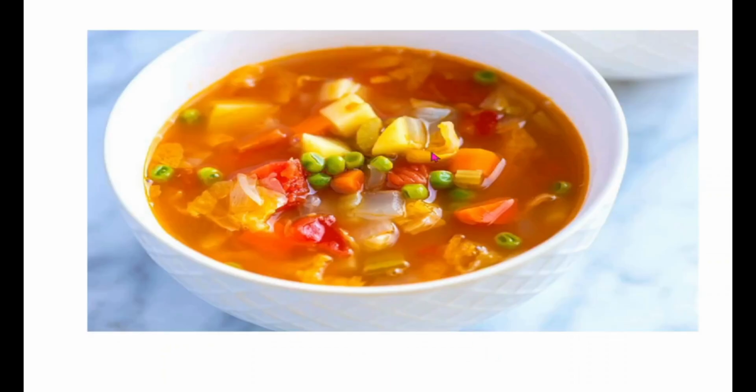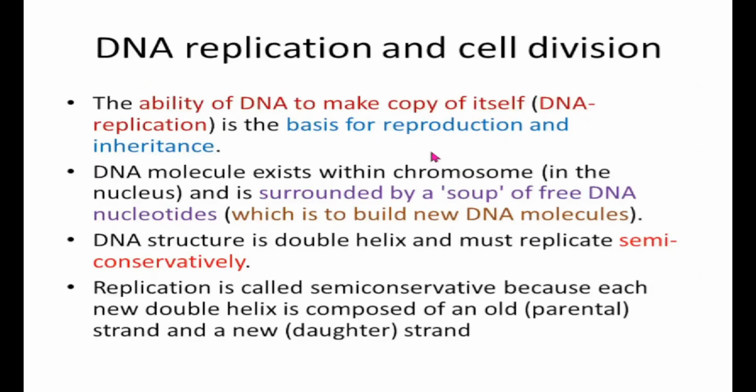So it says a DNA molecule exists in a chromosome, which is surrounded by a soup of free DNA nucleotides, which is important during DNA replication, because DNA is built from the monomers of what? Nucleotides. So the soup of free nucleotides will be brought by enzymes and then added to the 3' end of the growing strand of the new DNA strand.